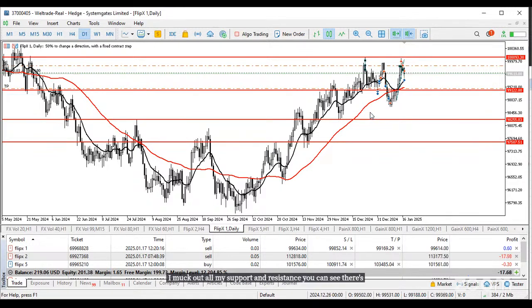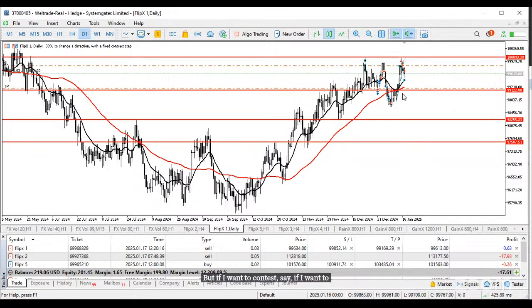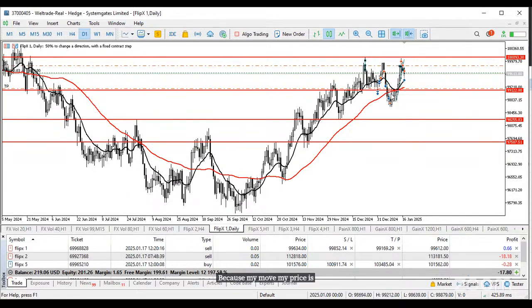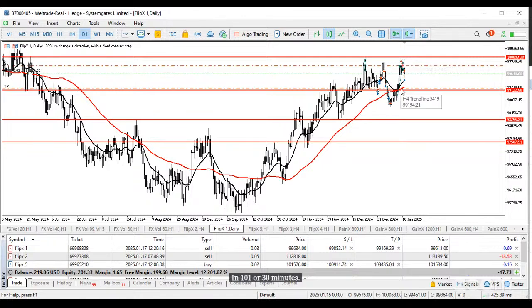Whenever price is above my 50 moving average, I'm looking for a buy. If I want to counter sell, which is what I'm doing here because price is above my moving average, I know that price has come to a resistance and has given me a change of character on 1 hour, 15 or 30 minutes before I counter sell. So now this confirms bullish because price is sitting above the higher moving average.